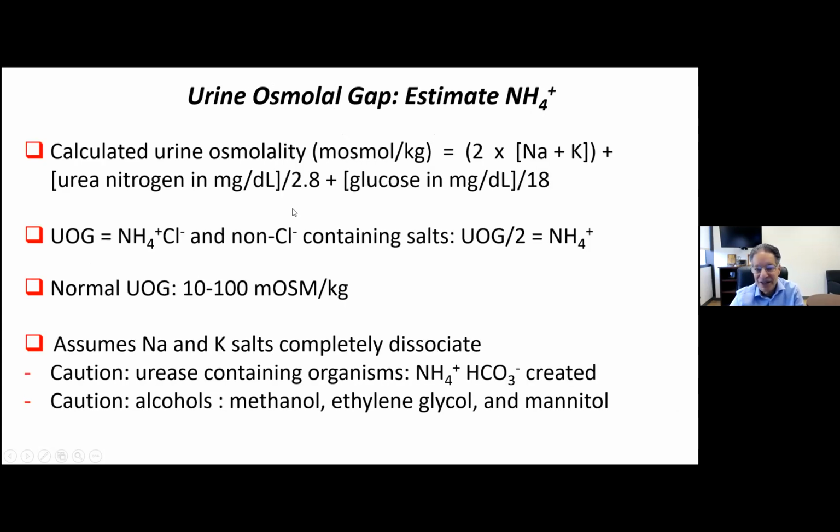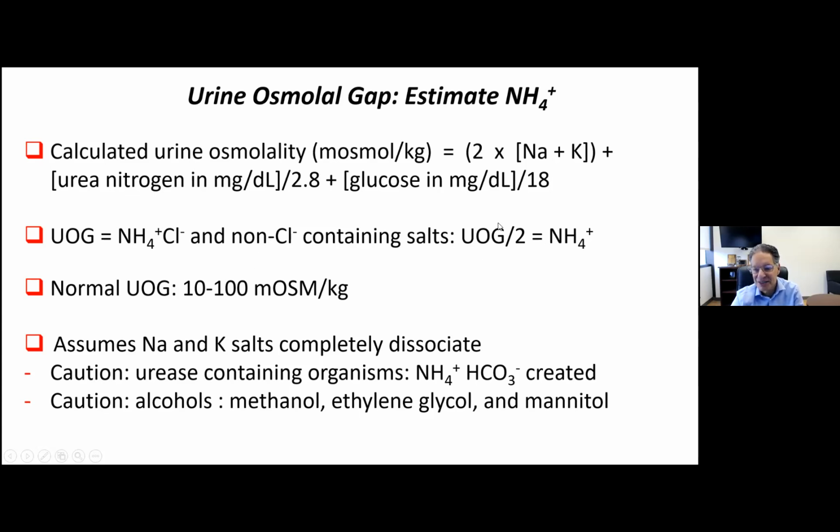So people then started looking at the urine osmolar gap to estimate the ammonia, and what you do is you calculate the urine osmolality: 2 times the sodium plus K, plus the contribution from urea, plus the contribution of glucose. Those are the major osmols in normal urine, and you subtract from that the measured, and the normal is about 10 to 100. What it represents is ammonium chloride and non-chloride containing salts. So it represents ammonium chloride and ammonium with other anions.